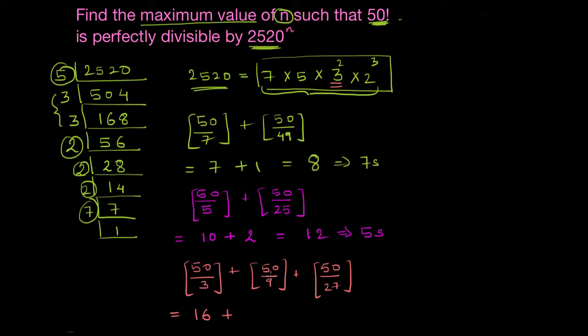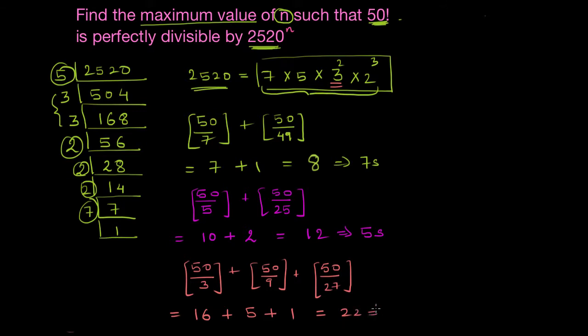So this will be equal to 5 point something, and the greatest integer will be 5 here. In this case, this will be equal to 1 point something. So the greatest integer will be 1 itself. So this value is equal to 16 plus 5 is 21. 21 plus 1 is 22.